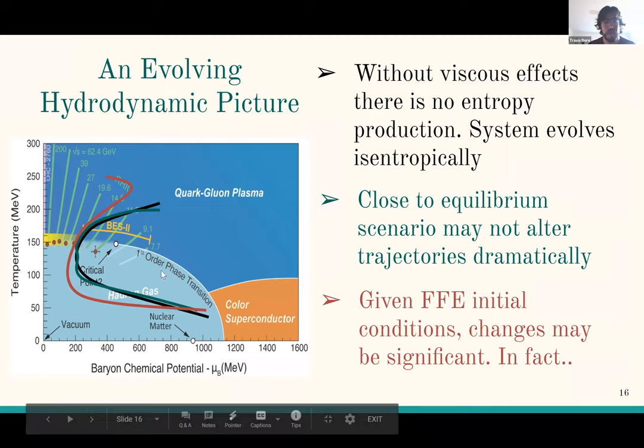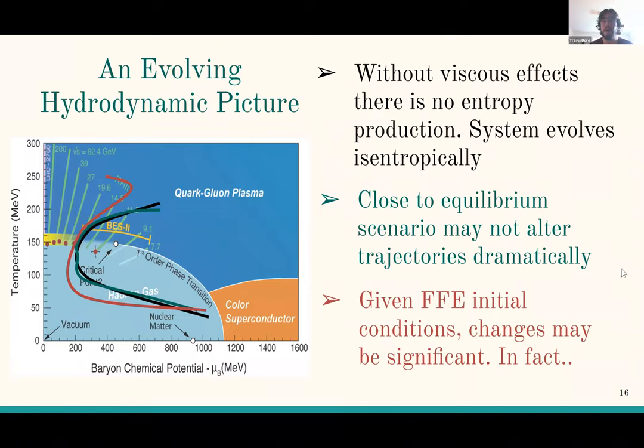Something like the picture I have here, this green one follows closely the black line. But given initial conditions that are far from equilibrium, so large viscous effects in my initial state, given that we have this large uncertainty in the initial state that I've been emphasizing, there's no reason to think that we shouldn't have far from equilibrium conditions right off the bat. And given that possibility, your trajectories through the phase diagram might be quite different.